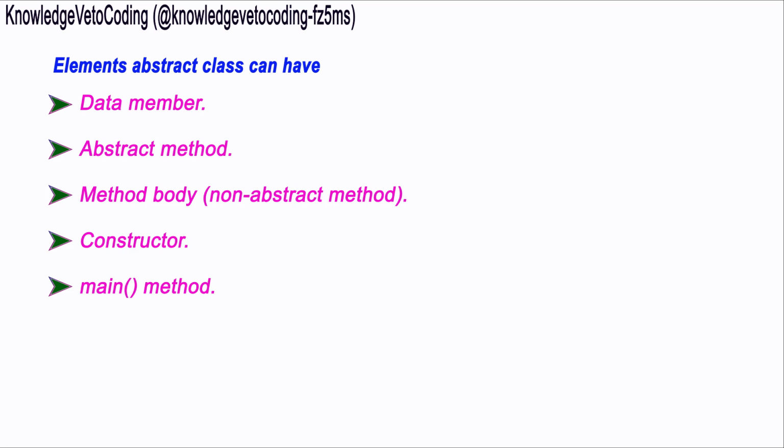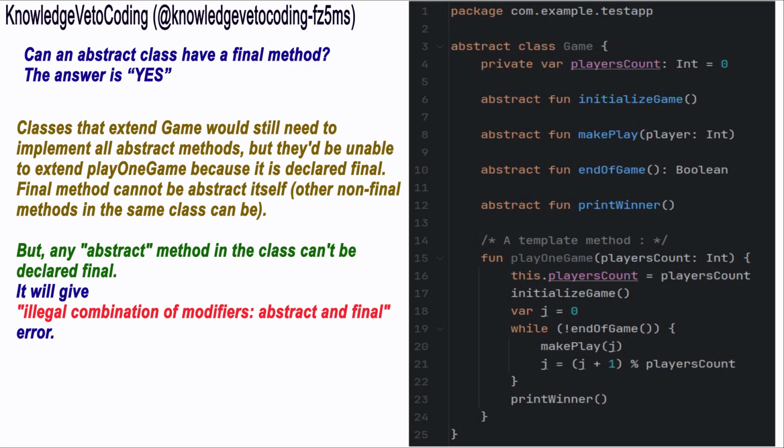Elements an abstract class can have: 1. Data member 2. Abstract method 3. Method body, non-abstract method 4. Constructor 5. Main function method.